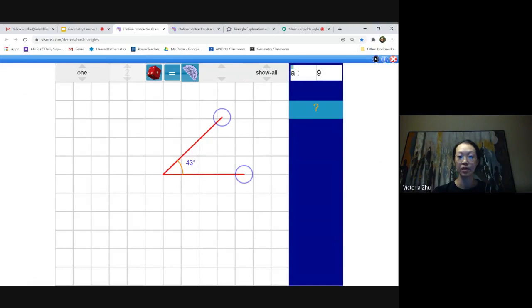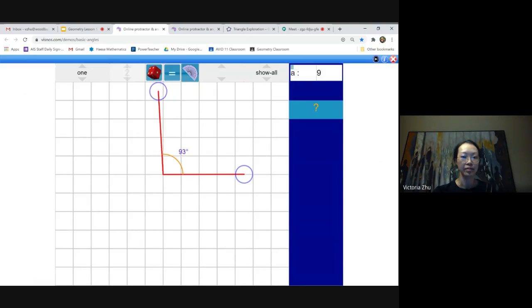So here is a 43-degree angle. And if we bring it to straight, so one of our sides straight up and the other side straight across, we get a 90-degree angle. You might remember this angle has a special name. We'll talk about it later.